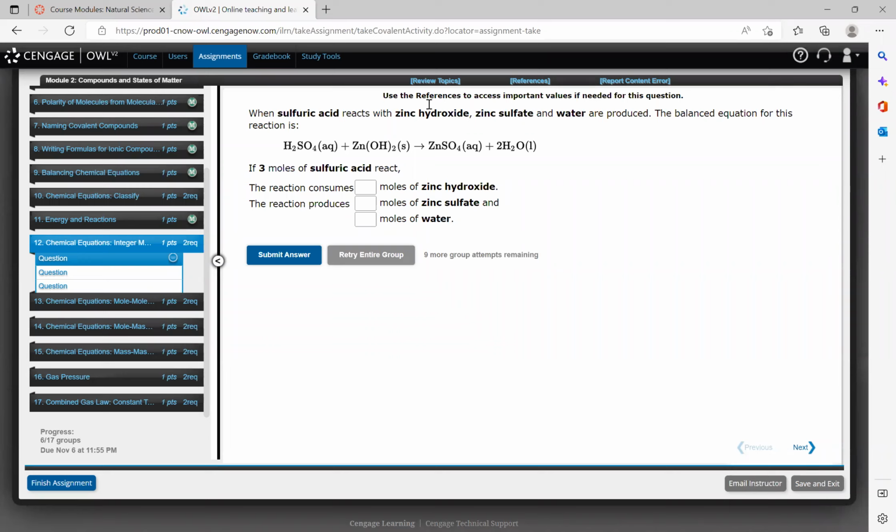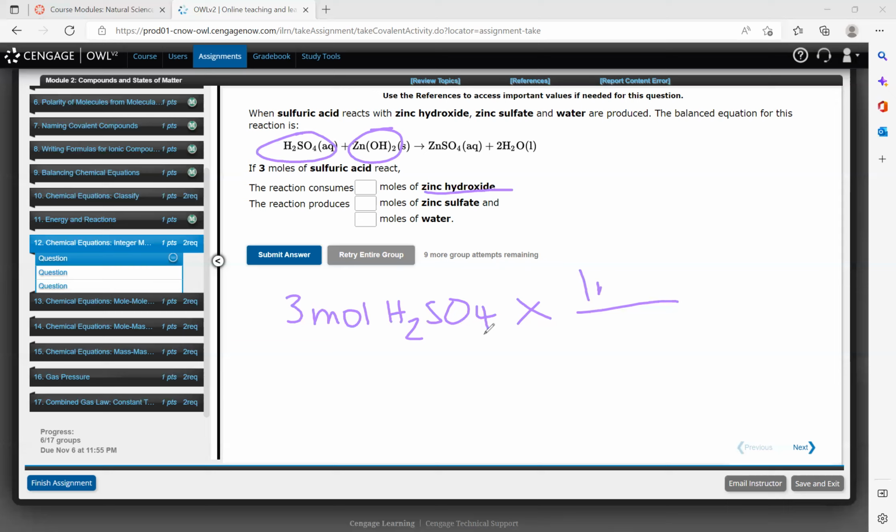So we're starting with 3 moles of sulfuric acid, and sulfuric acid is H2SO4. So that's our moles of A. We want to get to moles of B. So if we look at the balanced equation to get to zinc hydroxide, we have 1 mole of zinc hydroxide for 1 mole of H2SO4.